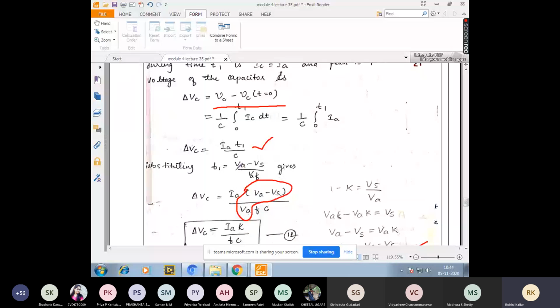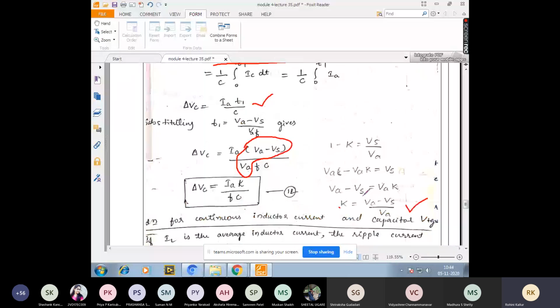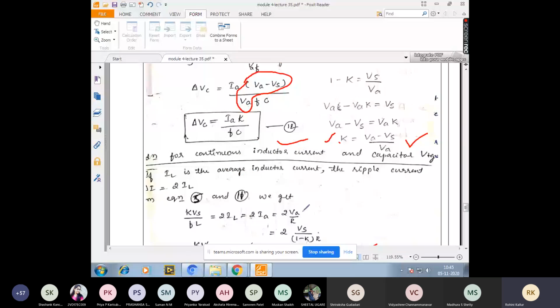Then we sort out this particular thing, that is Va is equal to Vs divided by 1 minus K. From that, I'll get an equation for K, and that I will substitute here. So after this, delta Vc, which is the peak to peak ripple capacitor voltage, it is the time for the continuous conduction or the continuous current and the continuous voltage.